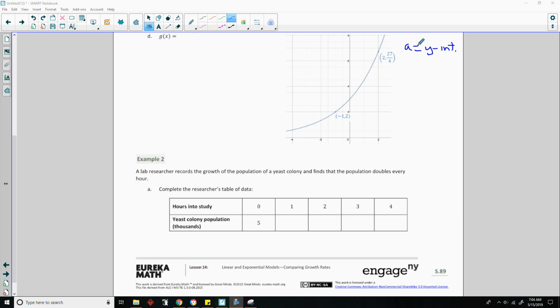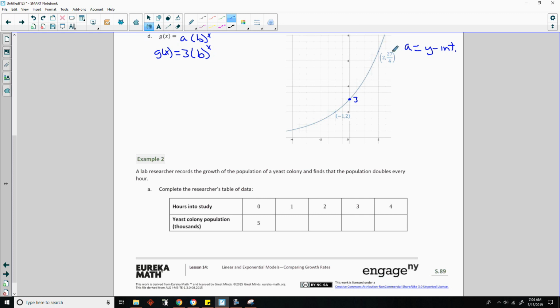Okay, part D. Again, I brought the reminder down. A in the equation g of x equals a times b to the x. The a is our y-intercept. Our y-intercept is right here. So that is halfway between 2 and 4, so that is 3. So our a equals 3 here. So now we have g of x equals 3 times some b to the power of x.